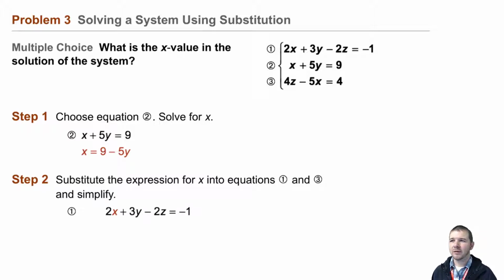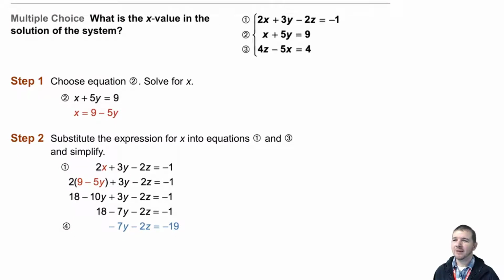simplify. So in equation 1, having substituted, we get the equation 2 times the quantity (9 minus 5y), plus 3y minus 2z equals -1. So we've eliminated x from this equation, and now we have an equation with only y's and z's, which simplifies to -7y minus 2z equals -19, and that's labeled equation 4.